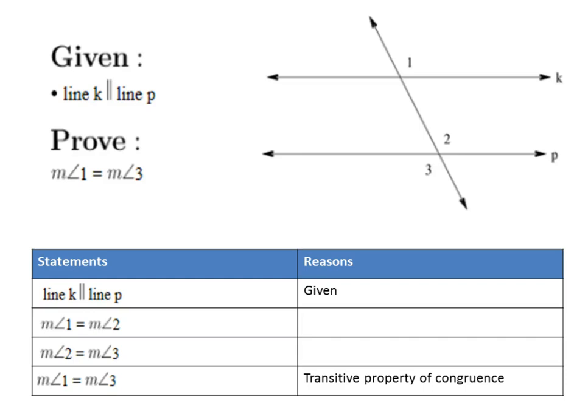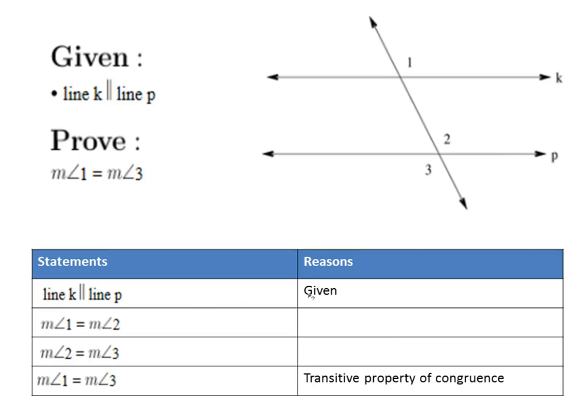Here it says that we are given that lines K and P are parallel, and they want us to prove that angles 1 and 3 are equal. The measure of angle 1 and 3 are equal. So first off, we have the proof mostly filled out. We just have these two reasons to complete.